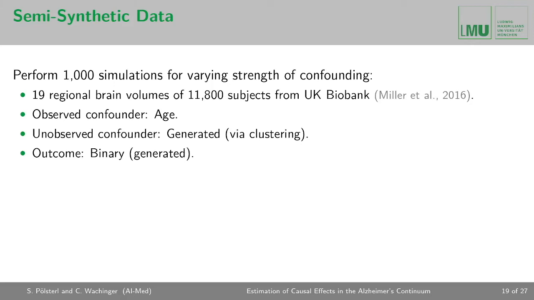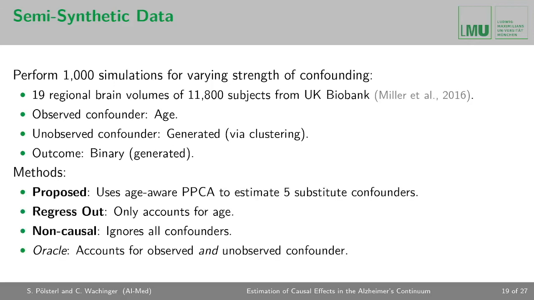To quantitatively show that our approach works, we need to use semi-synthetic data, because for real data, we do not know the true causal effect strength. We used brain scans from almost 12,000 patients from UK Biobank and generated a synthetic unobserved confounder and a binary outcome. We compare our approach to the regress-out method that only accounts for the observed confounder age and to the non-causal model that ignores all types of confounders.